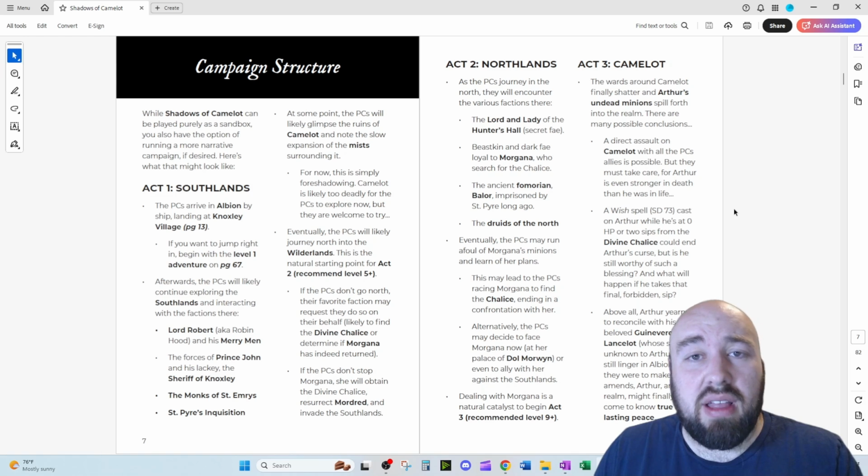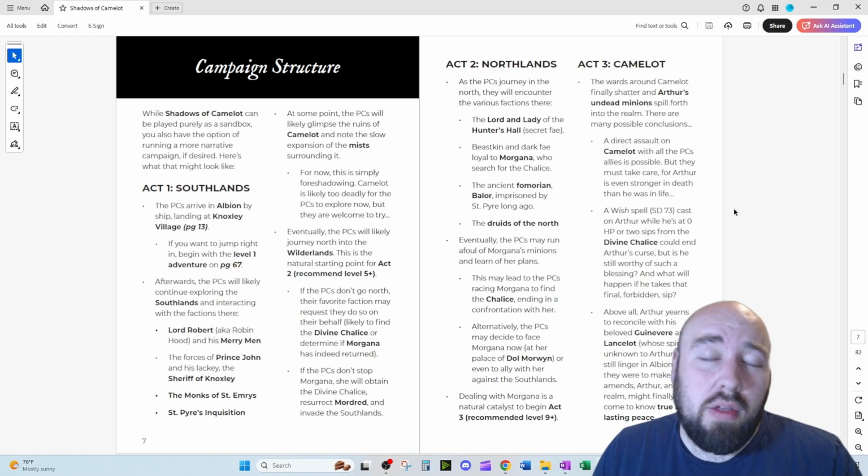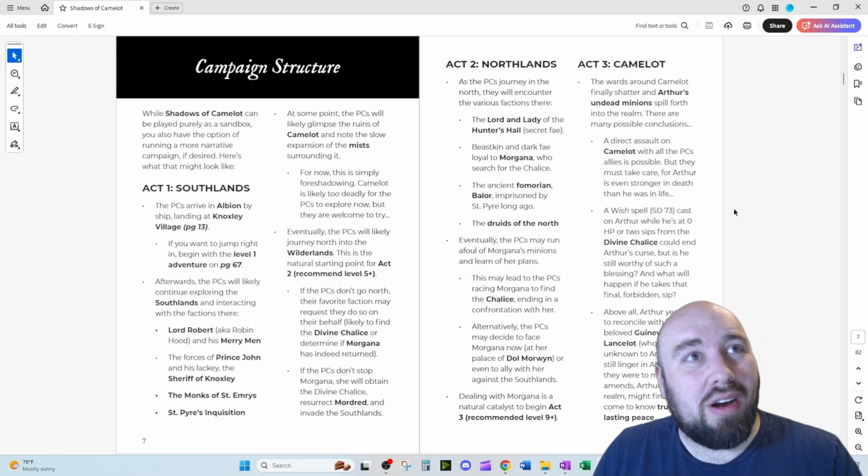Emrys, as well as St. Pyre's Inquisition, who we referenced a bit earlier in the campaign setting overview. Eventually, the characters will likely continue to journey further north into the Wilderlands, and that would be the natural starting point for Act 2, and the recommended level for that is around level 5, although you could theoretically go earlier as long as you are cautious and careful in the way that you handle your approach.